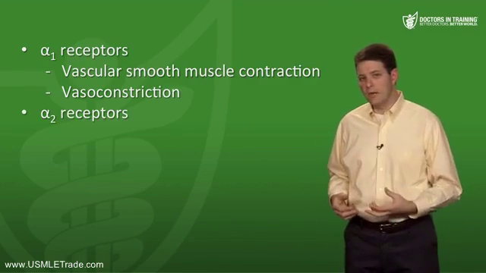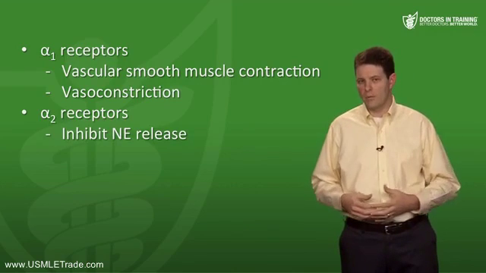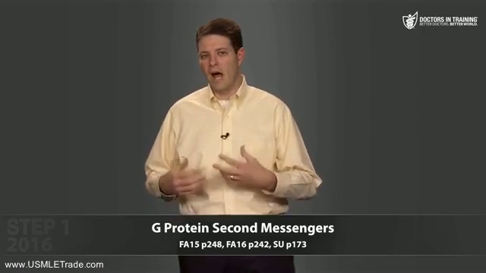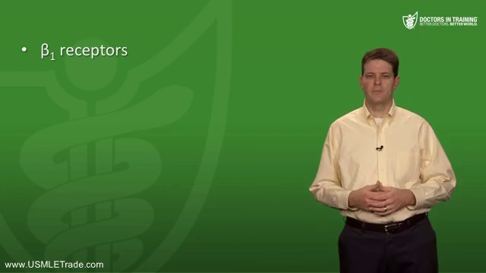Now, alpha-2 receptors are the presynaptic autoreceptors. They inhibit norepinephrine release. So alpha-2 stimulation inhibits sympathetic outflow, and it's going to inhibit some of that alpha-1 mediated vasoconstriction. That's the main action. But just to confuse things a little bit, alpha-2 receptors are also found on certain blood vessels where they do cause a little bit of vasoconstriction.